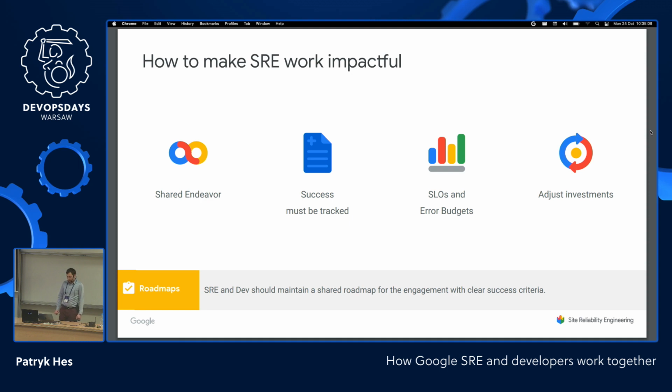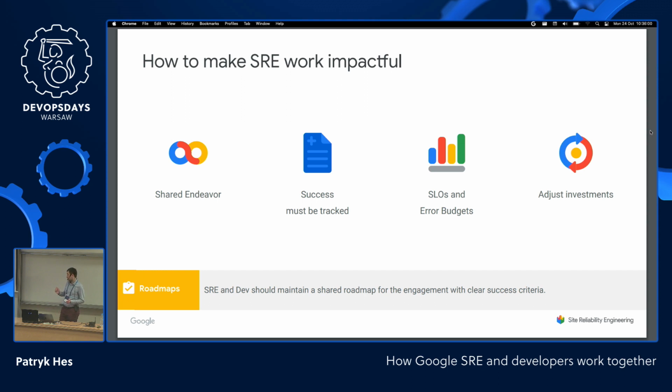So another thing, how to make SRE work impactful. When an SRE team helps the dev team make a reliable service, it's a shared endeavor. It should be shared between the dev team and SRE team. There shouldn't be artificial barriers between the teams. Of course, they are different teams. They report to different managers. They have different primary goals, but ultimately it's great when they get to interact with each other, and sometimes the devs can teach SREs how to use the system that they are supporting, and vice versa. SREs can teach the devs.